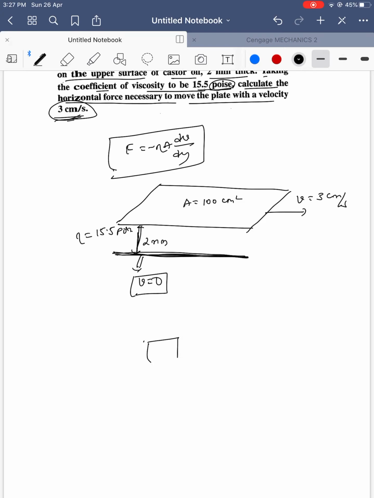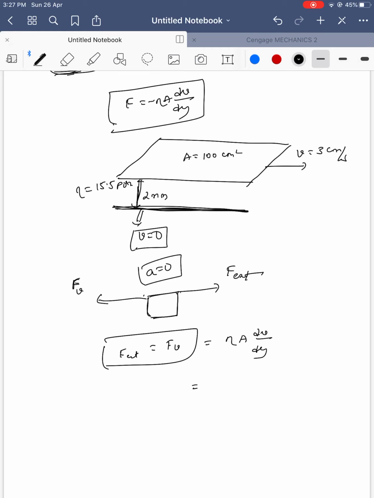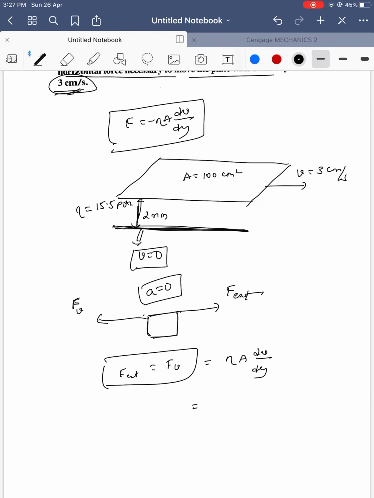Now I am assuming the liquid layer as a block. Somebody's external force is applying in the forward direction. What force will act in the backward direction? The force due to viscosity. So F external must be equal to the viscous force, because acceleration is equal to 0. What is the viscous force? Mu A dV by dy. Mu is equal to how much?